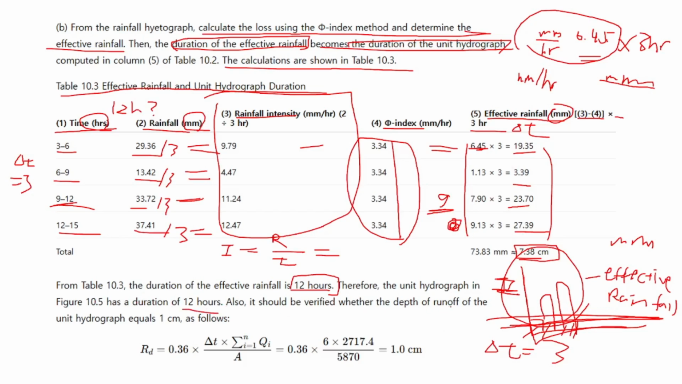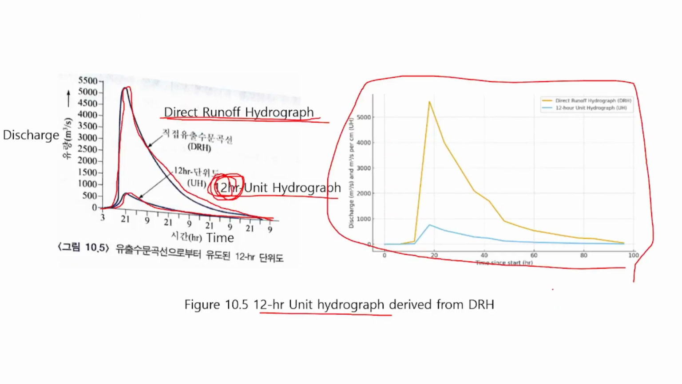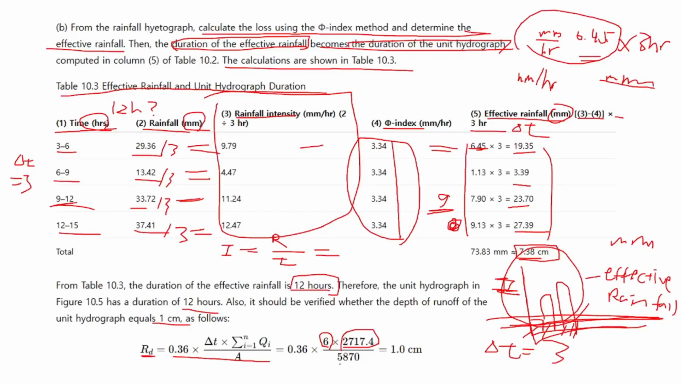Also, it should be verified whether the depth of runoff of the unit hydrograph equals 1 centimeter as follows. The depth of runoff of the unit hydrograph, R sub d, is given by this equation. We know delta t is 6, and we know that the sum Q is 2717.4, because that's the summation of the unit hydrograph. Divided by the area of the drainage area, 5,870, which was given, it turns out to be equal to 1. So it's verified that the depth of runoff of the unit hydrograph is equal to 1. This is a unit hydrograph, and it makes sense.